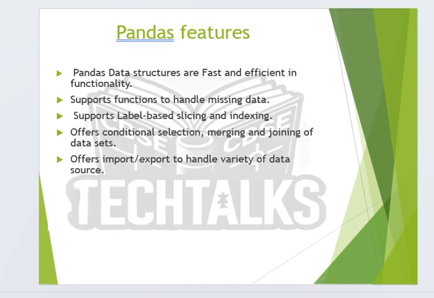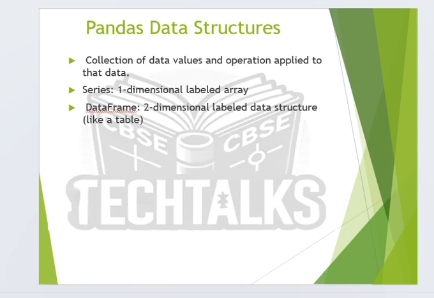Now let's move to the next, that is features of pandas. Pandas data structures are fast and efficient in functionality, support functions to handle missing data, and support label based slicing and indexing. Slicing and indexing we have already done in the last class, in lists as well as tuples, dictionaries, as well as in series. They also offer conditional selection, merging and joining of datasets, and offer import and export to handle a variety of data sources.